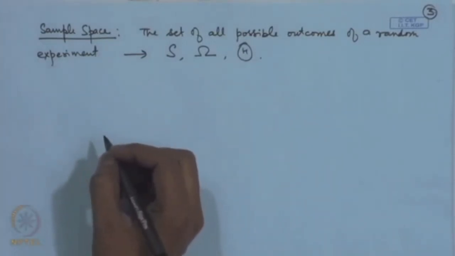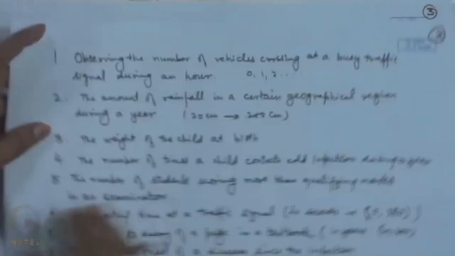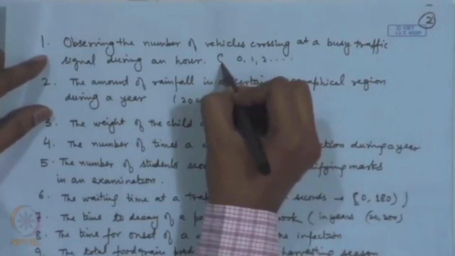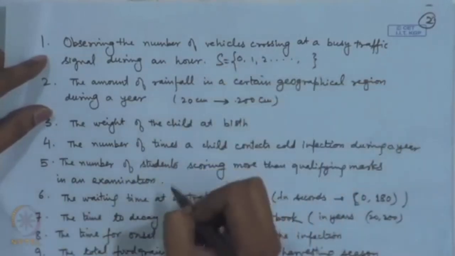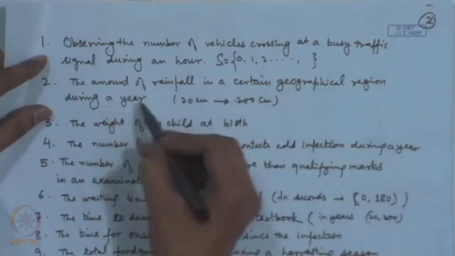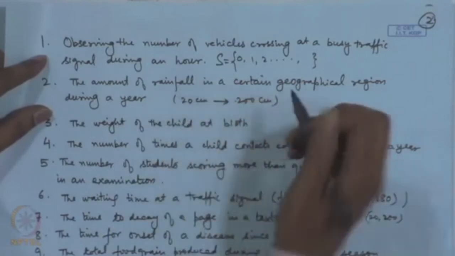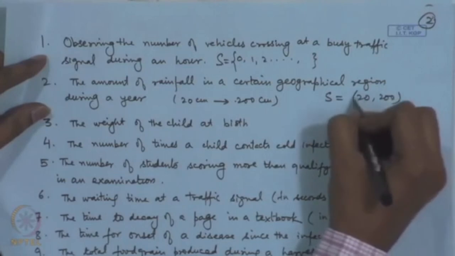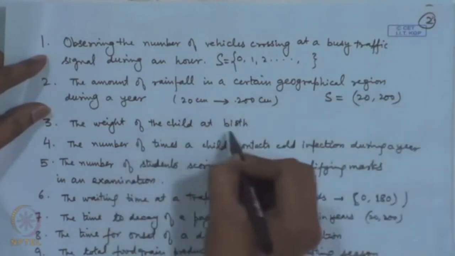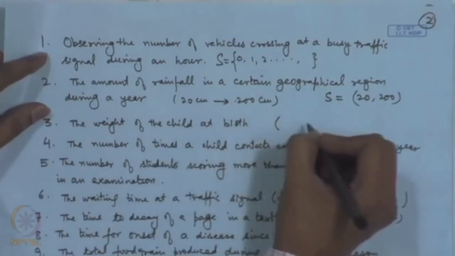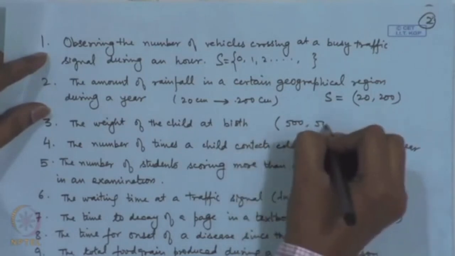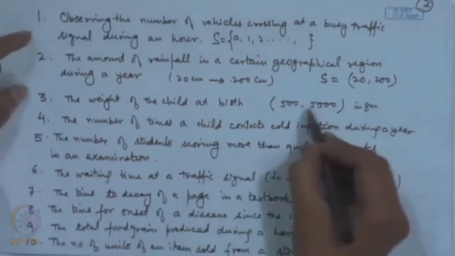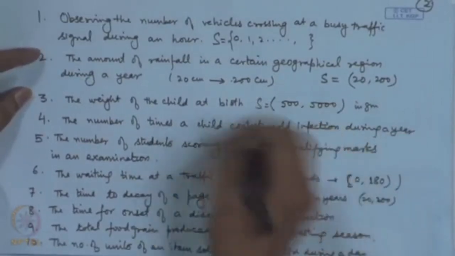Let me look at the examples that we discussed just now. For example, if we are looking at the number of vehicles crossing at a busy traffic signal during an hour, then the sample space we may write as the numbers 0, 1, 2 and so on. If we are looking at the amount of rainfall in a certain geographical region during a year, and the area is such that it receives a lot of rain, then my sample space can be expressed as an interval 20 to 200, where the unit of measurement is centimeters. The weight of a child at birth may be as small as a few hundred grams, say 500 grams, to say 5000 grams. It may vary a little more also depending upon what feature we are studying here.